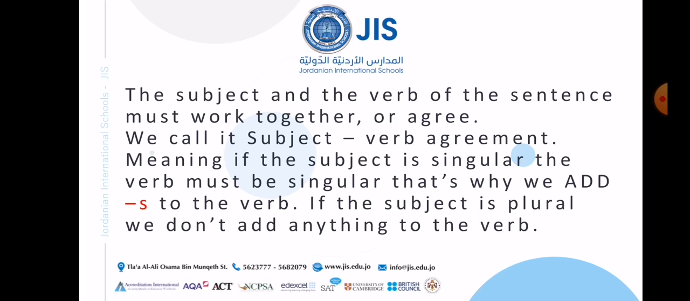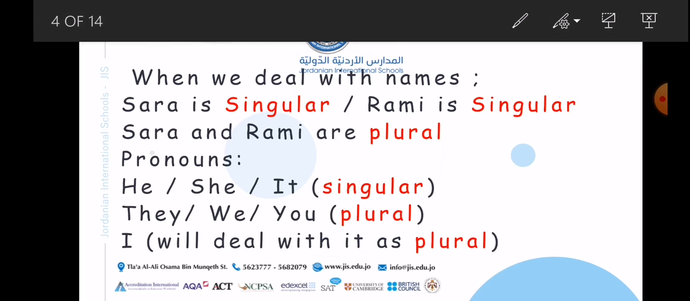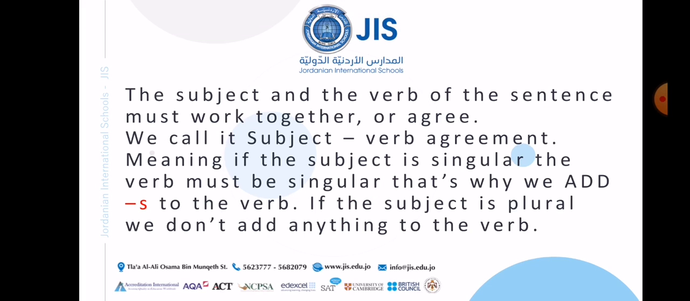I will repeat. If the subject of the sentence is singular, the verb must be singular and we should add S to the verb. Singular subject, add S to the verb. Plural subject, don't add anything. Okay? Singular subject, add S to the verb. Plural subject, don't add anything to the verb.